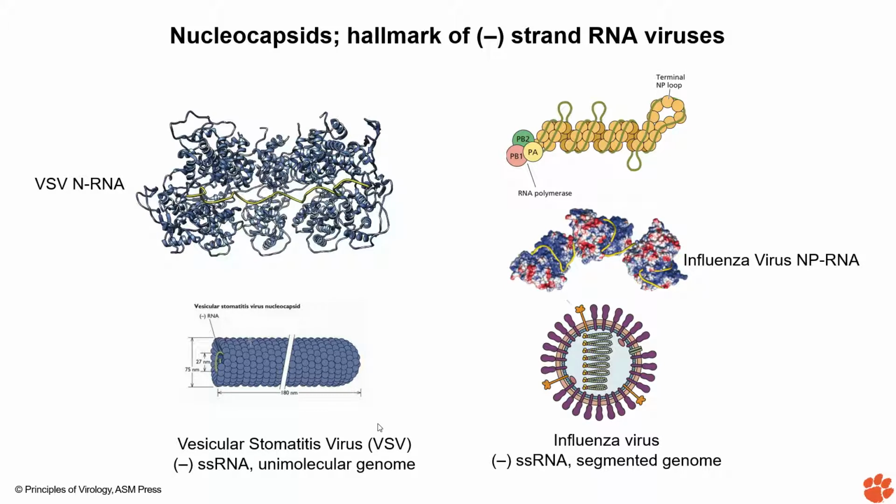So here, these are the hallmarks of the minus strand RNA viruses. You can see right here, this is the VSV nRNA. So this blue protein is the N protein, or the nucleocapsid protein, and the yellow is the RNA in the groove. You can see that in our N protein is a bilobe structure, and it's protecting the RNA. But it allows the access to the RNA polymerase to replicate it.